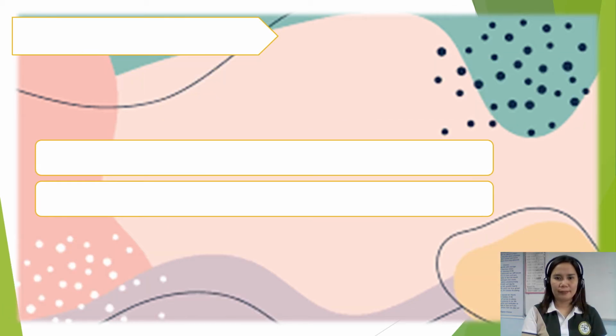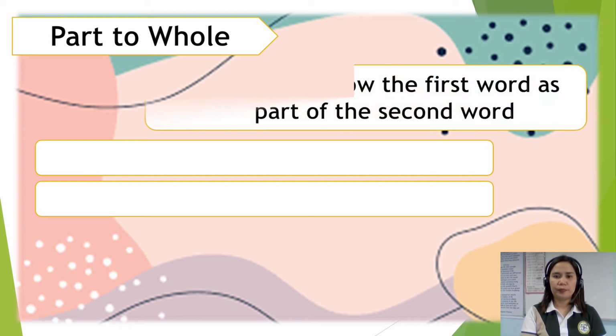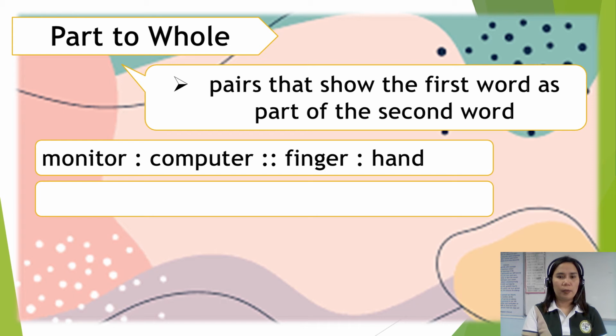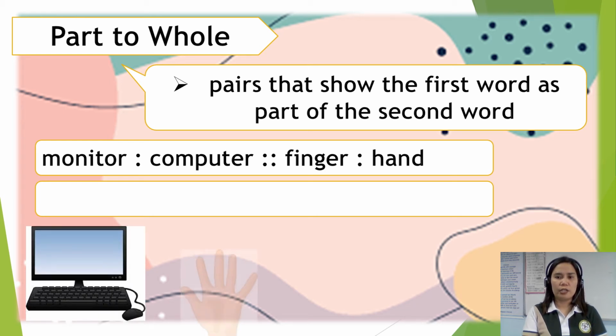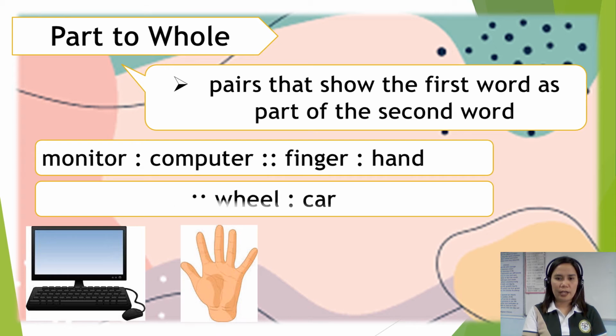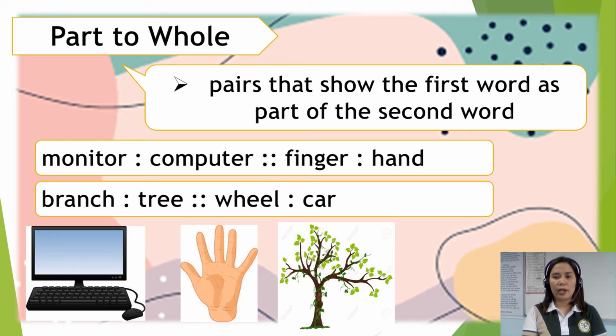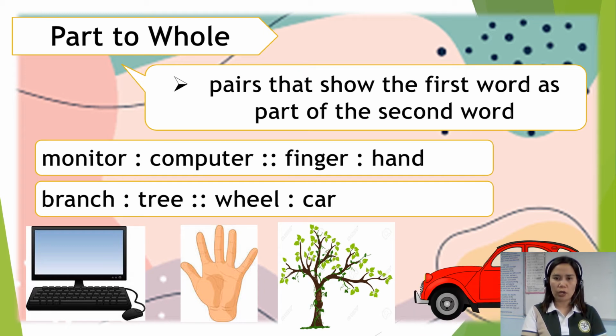Let's go to our part to whole. Pairs that show the first word as the part of the second word, that is part to whole. Let's have some examples. Monitor is the computer and finger is the hand. Next we have branch is the tree and the wheel is the car.